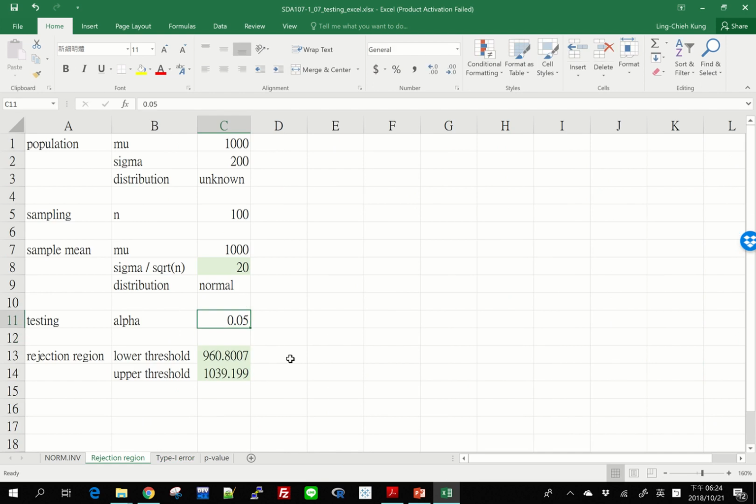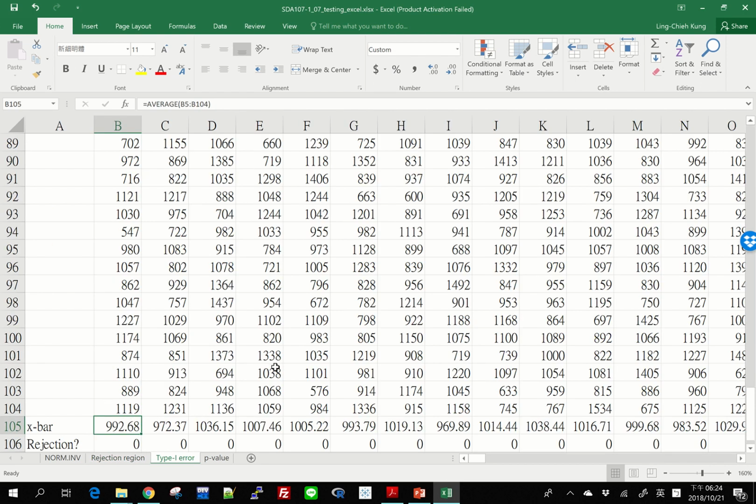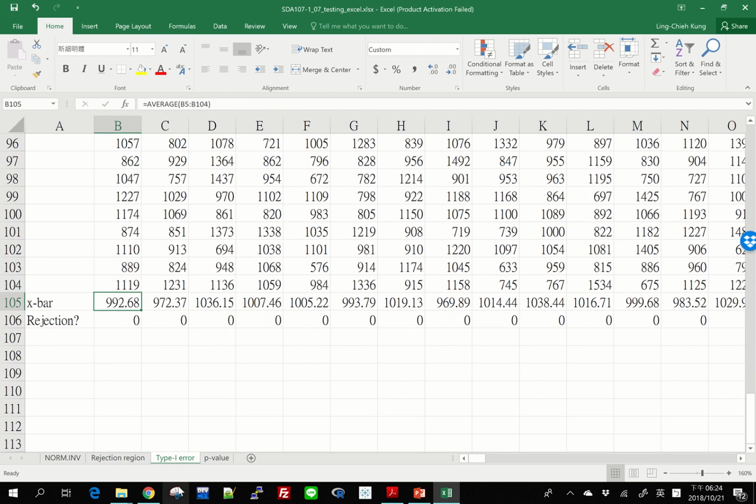Previously, we have our rejection region. If we follow the settings in the slides, then our alpha is 5%. The rejection region is about two thresholds, 960 and 1039. So here, if this number is less than 960, reject. If this number is above 1039, reject.